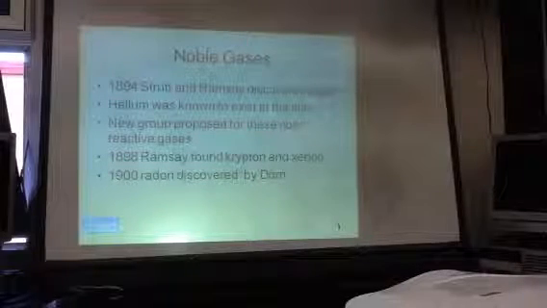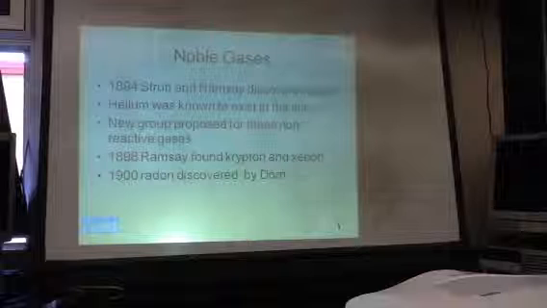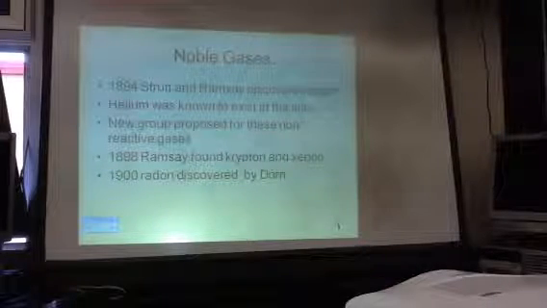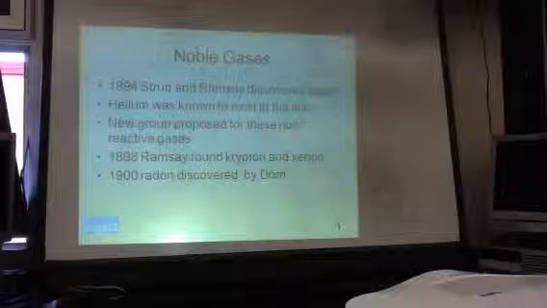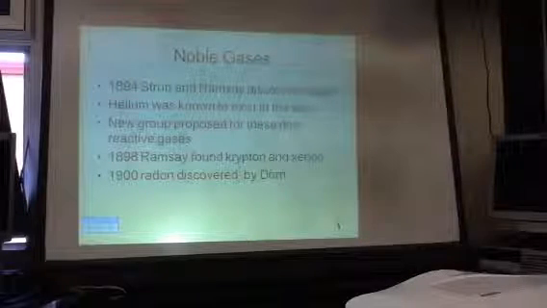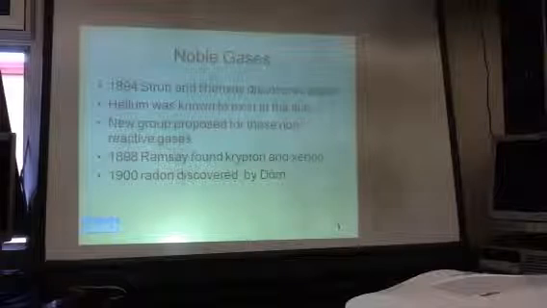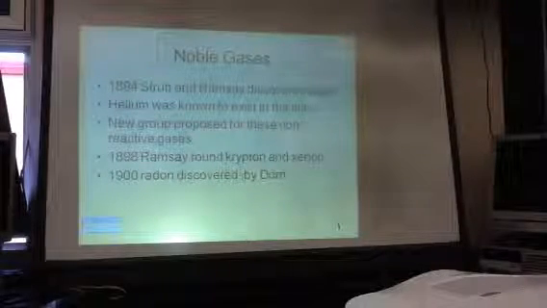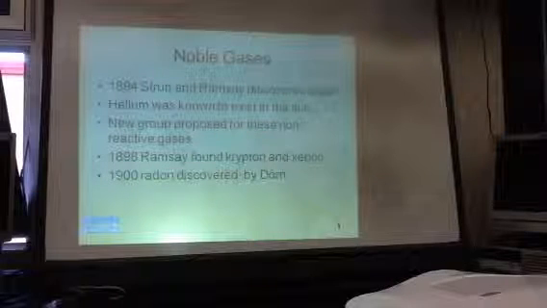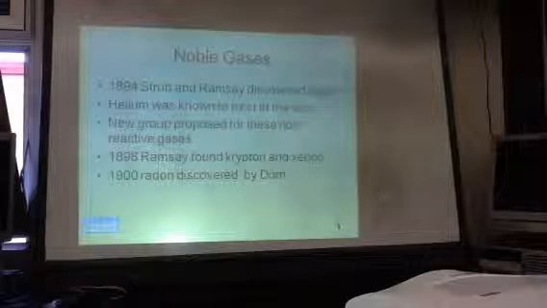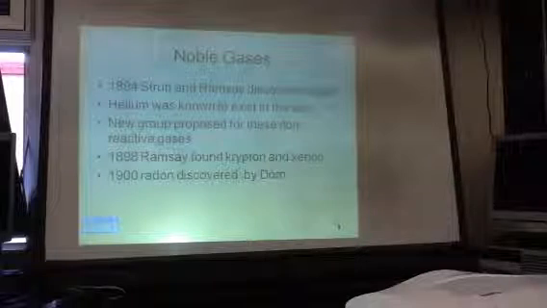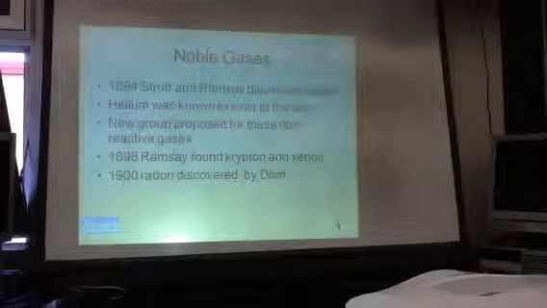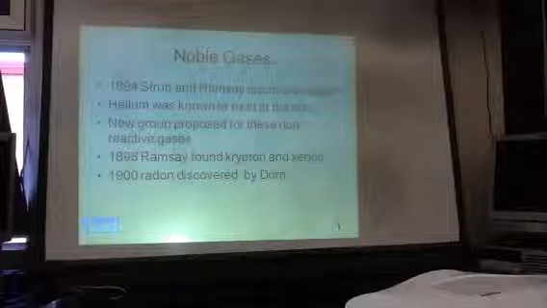Well then, 1898, Ramsay finds krypton and xenon. They also fit this profile of being non-reactive, and in 1900, radon is discovered. They also fit the profile. A new group is created, and that is group 18. So prior to that time, the periodic table only had 17 groups. It went over to fluorine and chlorine and stopped. That additional group is added later.